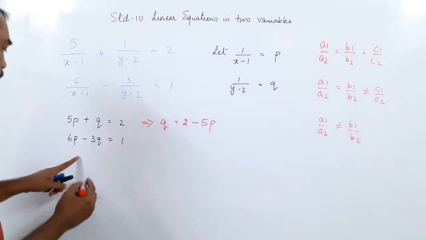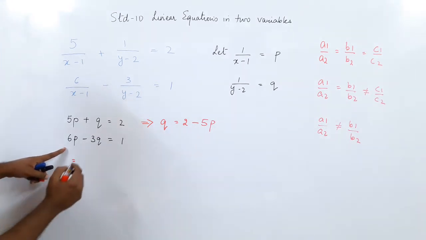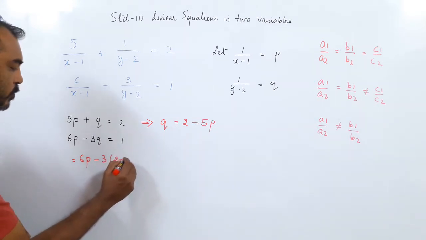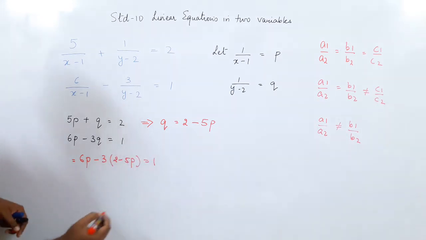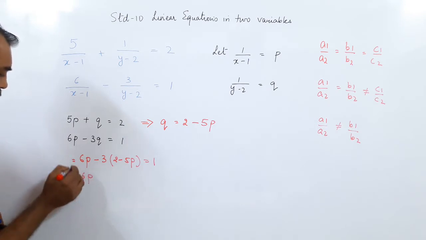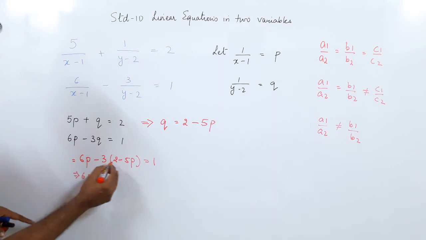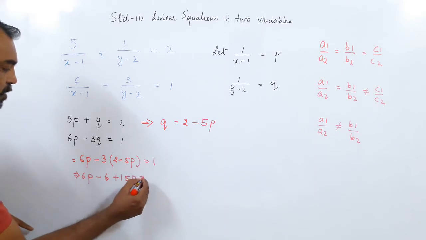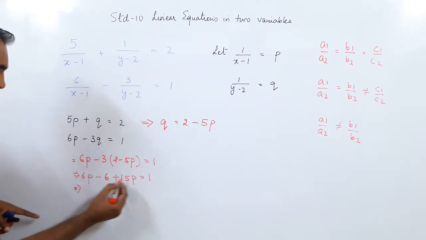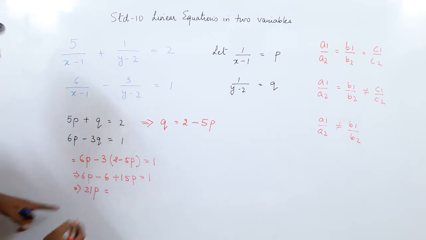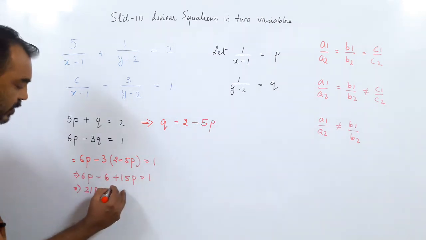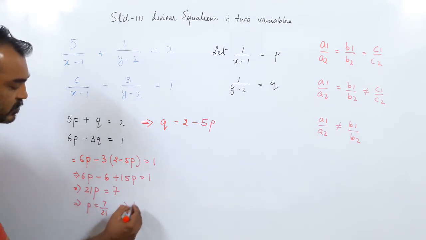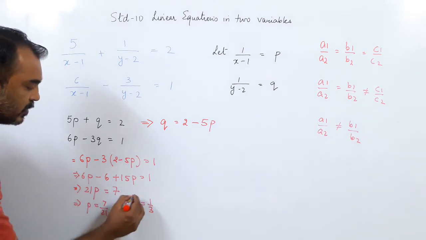Now to replace this value in the second equation, this becomes 6p minus 3, what is the value of q? 2 minus 5p, equal to 1. So we have 6p minus, open the bracket, 3 2s are 6, minus 3 into minus 5p, plus 15p, equal to 1. This implies 6p plus 15p, 21p equal to, minus 6 goes on that side, becomes 7. This implies p equal to 7 upon 21, which gives us p equal to 1 upon 3.